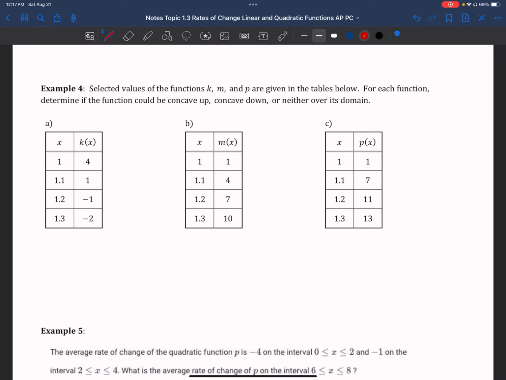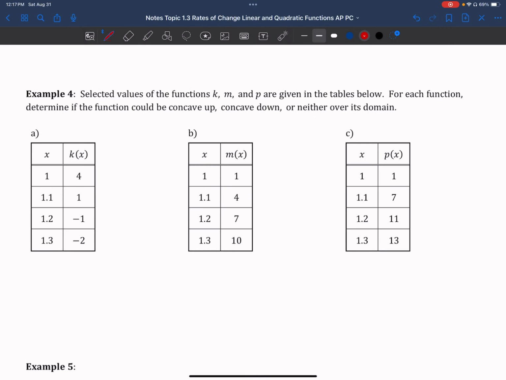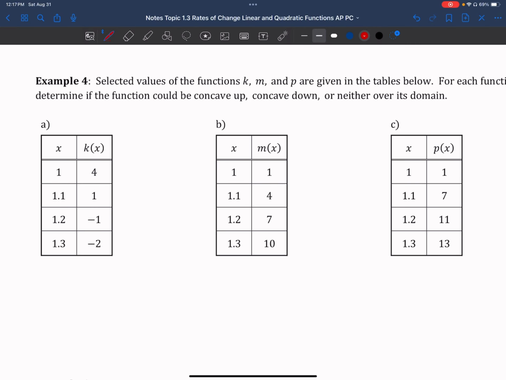So let's look at example number 4. And it's saying that you have selected values for the 3 functions. For each function, determine if the function could be concave up, concave down, or neither over its domain. So let's look at A. If we notice, they are equal length intervals for all of them, so I'm going to check that very quickly. I go from 1 to 1.1, and then from 1.1 to 1.2, and then from 1.2 to 1.3. So all my x's are the same on all 3 tables, so I'm not going to worry about that.